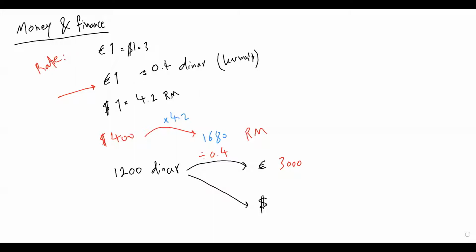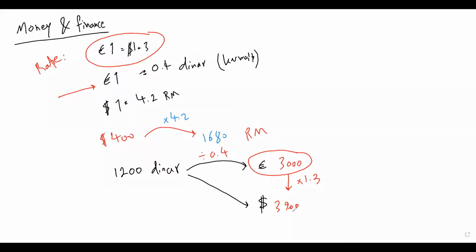Now, for dollar, we don't have the exact rate, I mean the direct rate that converts dollar to dinar. However, there is a connection between euro and dinar and euro and dollar. So we have already calculated how much euro we can get with 1,200 dinar. Now, if you want to find for US dollar, just multiply it by 1.3. That's all. So how much does that give you? $3,900.